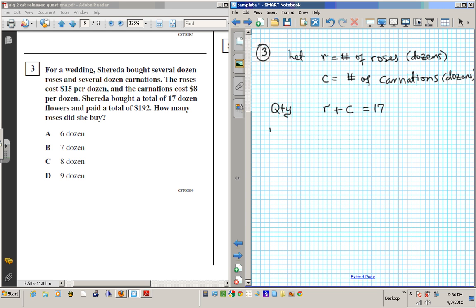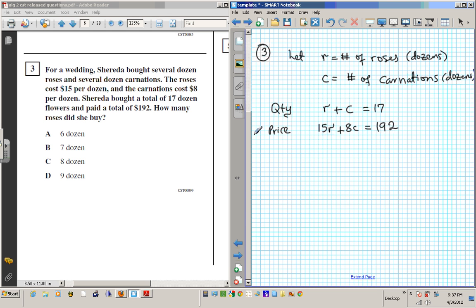And then how about price? Remember, price is basically quantity multiplied by the unit price, right? That's what gives you the total price that you're going to pay. So we're going to be looking at the total price of each and then the combined price of both of them, and then we're going to use that fact to generate an equation. So the price of the roses is 15, so we're going to have 15R. This is the total price for roses, plus carnations is $8, so 8C equals $192. Okay, this is the price equation.